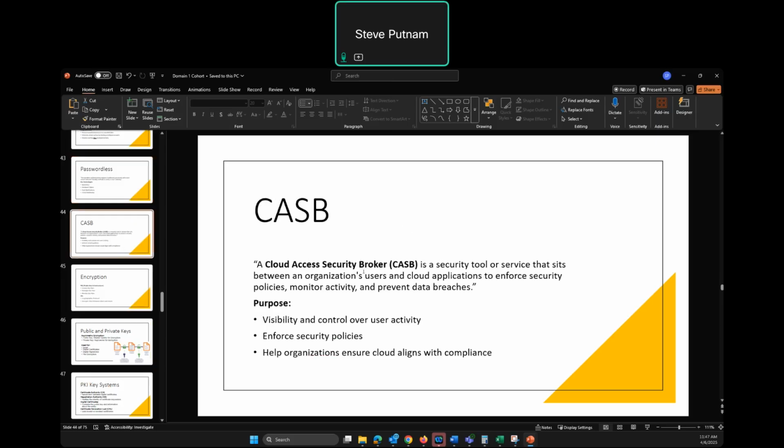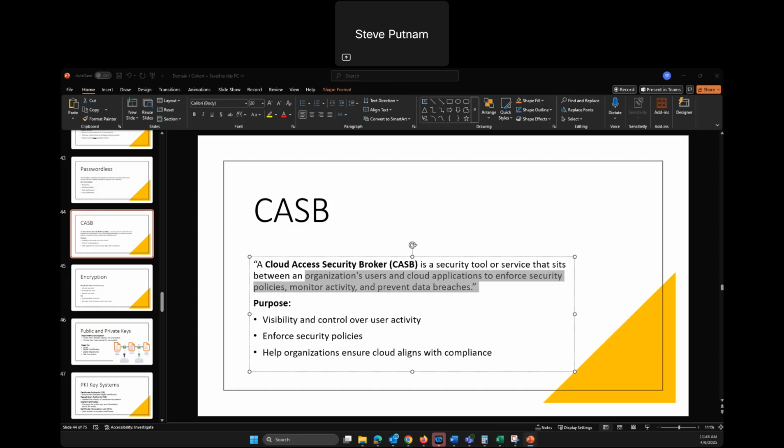The cloud access security broker is a security tool or service that sits between an organization's users and cloud applications to enforce security, as we talked about. The purpose of it is visibility and control over all user activity. It enforces all security policies, and it helps the organization ensure cloud aligns with compliance.